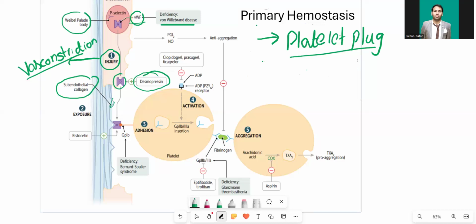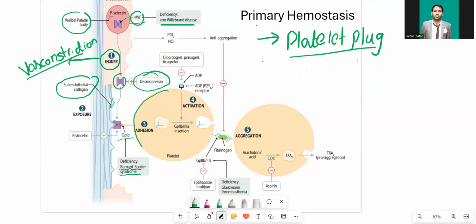The next step after the exposure is adhesion. The platelets adhere to this von Willebrand factor through GP1B, right? If this GP1B is deficient, it will lead to a disease known as Bernard-Soulier syndrome. Ristocetin basically promotes the binding of GP1B to the von Willebrand factor.